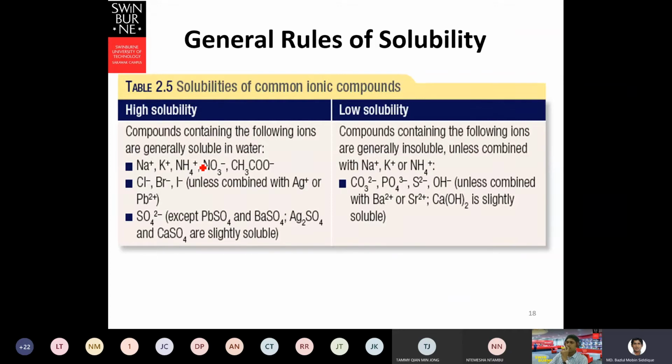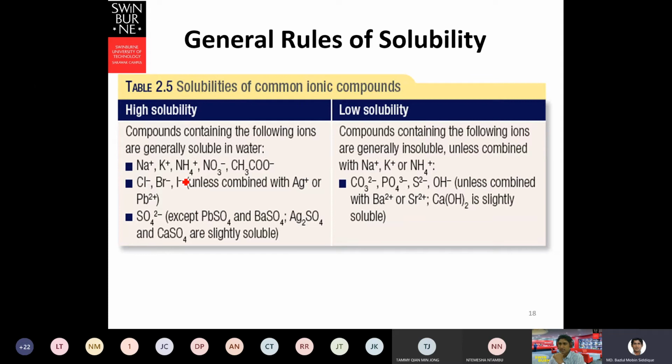So, high solubility and low solubility: there is a set of ions that will produce highly soluble compounds, and there are others that will not. Here is the list of those: sodium, potassium, ammonium, nitrate, acetate, chloride, bromide, iodide.